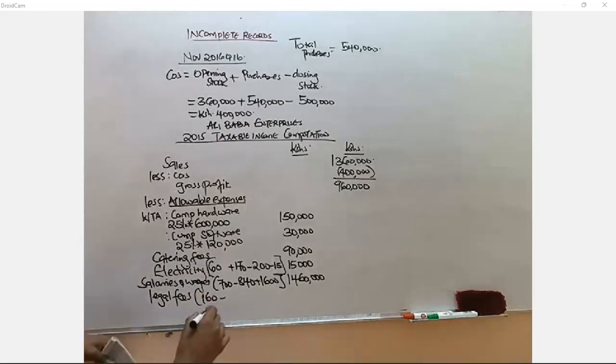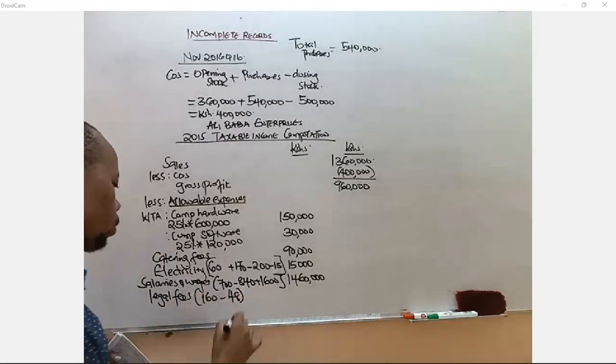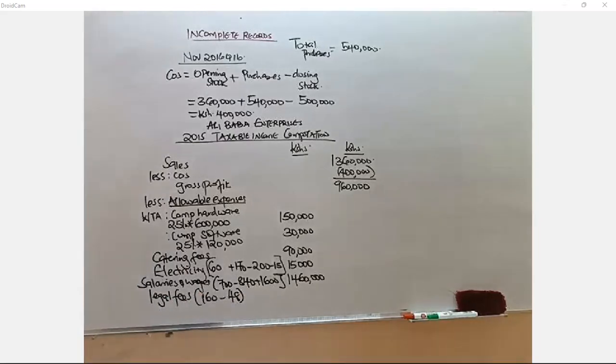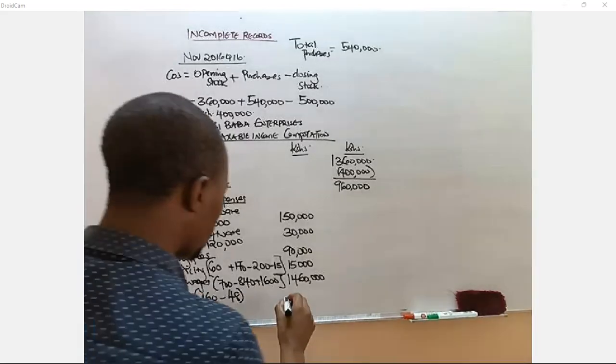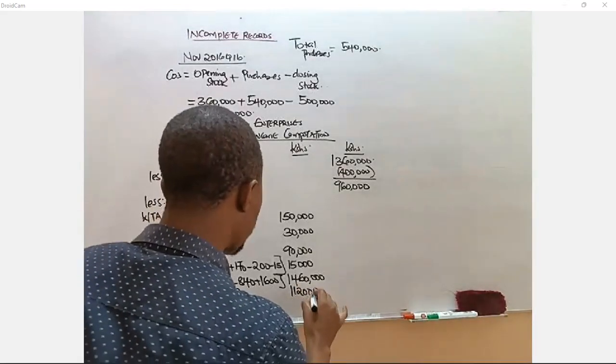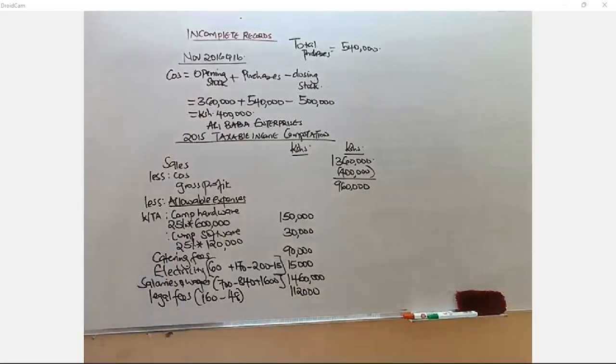It is a disallowable expense, because the business was still starting. So 160 minus 48. The 48 is a capital expense and should not be affecting the business. So this comes to around 112,000.